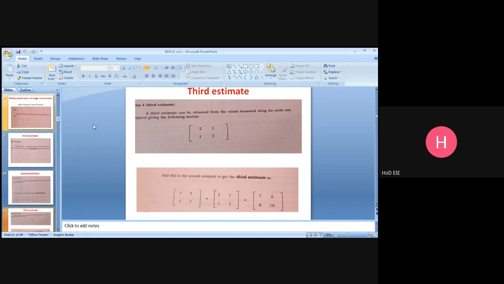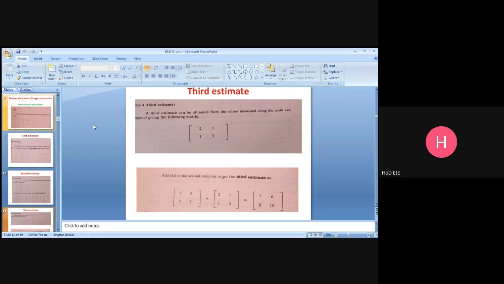Previously, in your step 1, that is your first matrix, 2 comma 0, 1 comma 3, there you are taking into account the attenuation factor of your upper right corner. While calculating your third estimate, you are not taking that attenuation into account. Here you are taking the values present along your northeast diagonal.